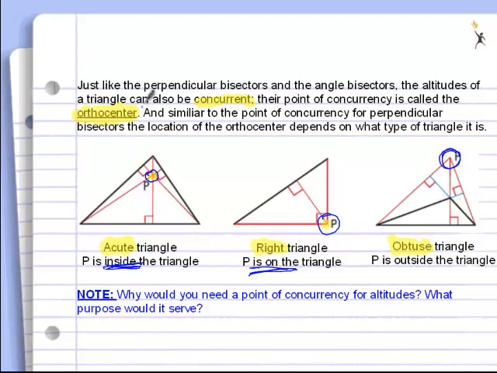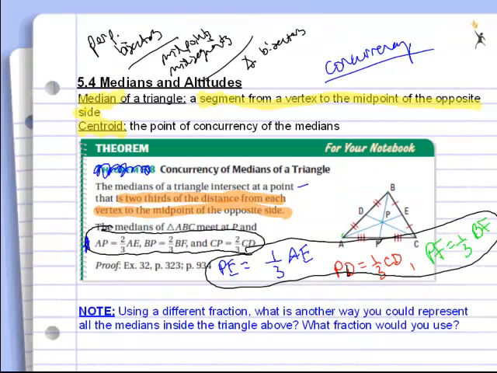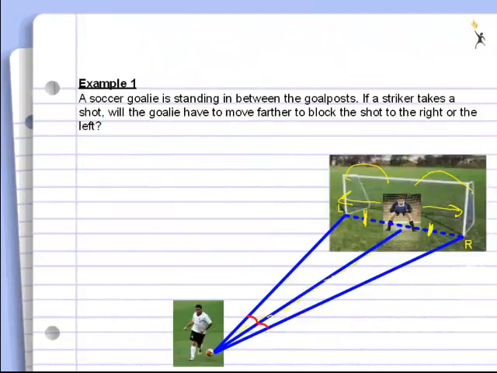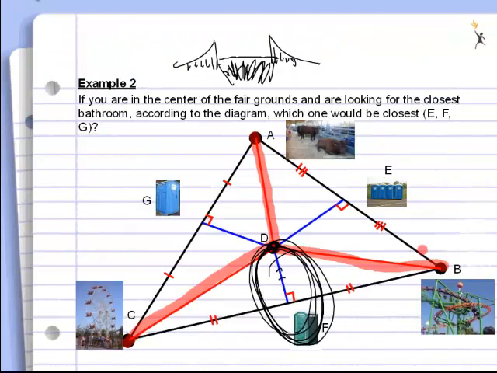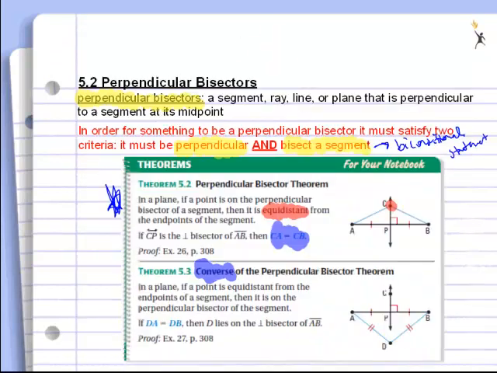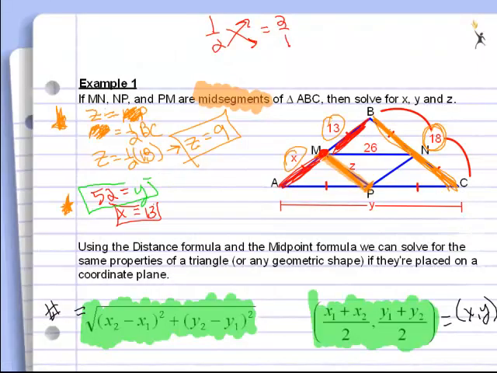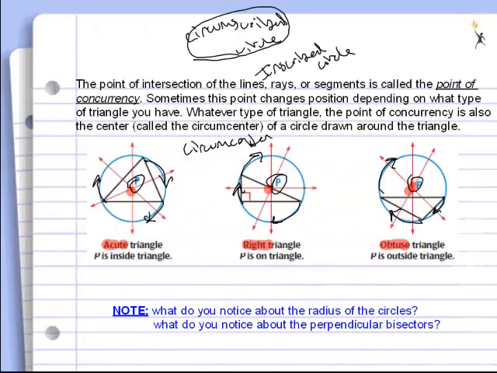Now I'm going to go back in my notes to the perpendicular bisectors of a triangle, and we're going to see how they compare. Let's go all the way back to our perpendicular bisectors. Oh, we went too far. Now we got to hit fast forward. Okay. This is dealing with our perpendicular bisectors. And in an acute triangle, it's inside the triangle.